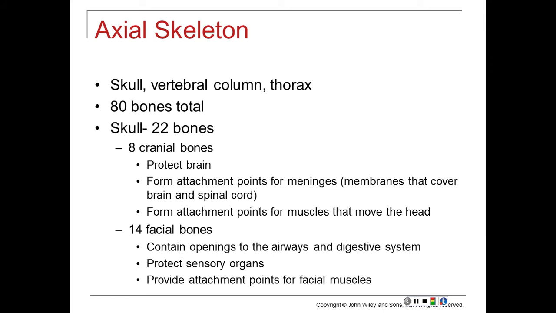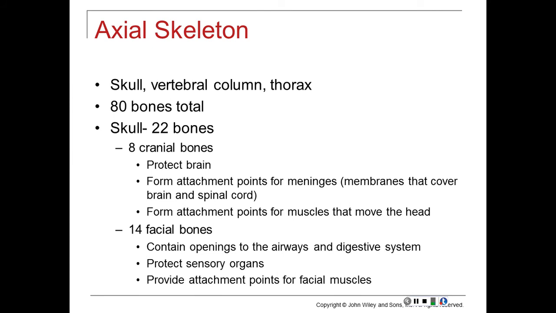So, the axial skeleton is composed of the skull, the vertebral column, and the thorax, or rib cage. There's 80 bones total that make up the axial skeleton. The skull itself is made of 22 bones. 8 of those bones are the cranial bones that protect the brain. They also form attachment points for the meninges, the special coverings around our brain and spinal cord. And they form attachment points for the muscles that move our head.